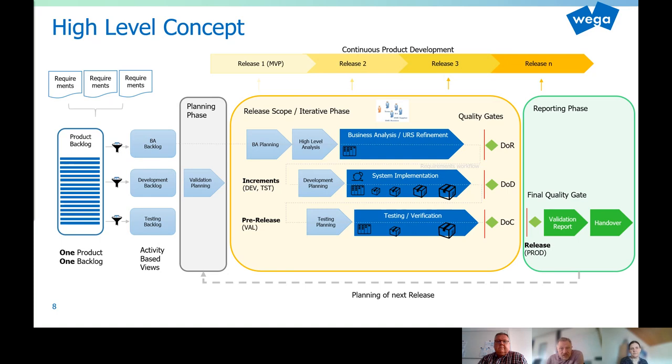We define three major activities, that is BA, development, and testing. Each activity section is closed and controlled by a defined quality gate. There are well-defined checklists that define at which point in time a backlog item is ready for development or testing. The last step of BA is the approval of the backlog item. This approval step is performed by the QA or PO, and transfers the story automatically into the development backlog.